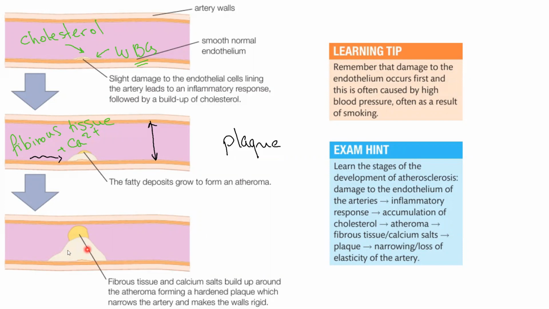Here, fibrous tissue and calcium salts, of course, I wrote ions, they build up around the clot, and they cause more narrowing to the artery. Yani, narrowing here might be a very narrow lumen, or because of more and more deposition, the artery can be blocked completely.